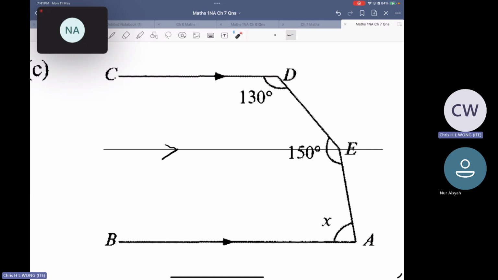The sum of the triangle DEX will be 360. Then minus away 100. If you are using 540, you must tell them the reason for the 540. 540, then minus C and E, which is 180 already. And then minus 130 minus 150. Then X is equal to 80.